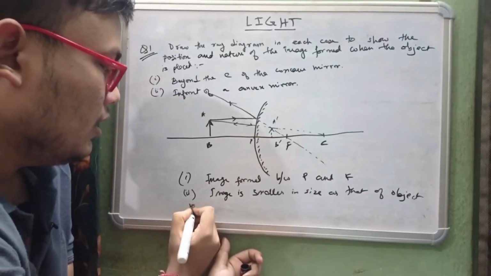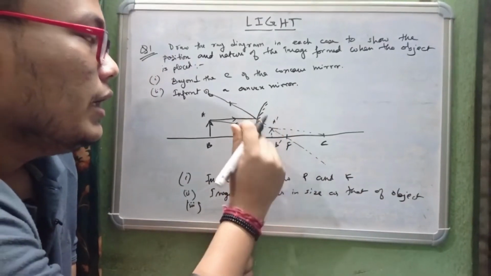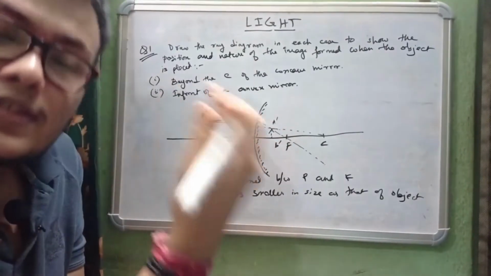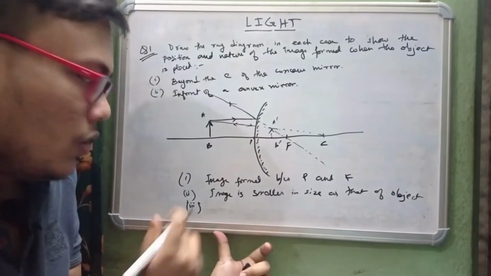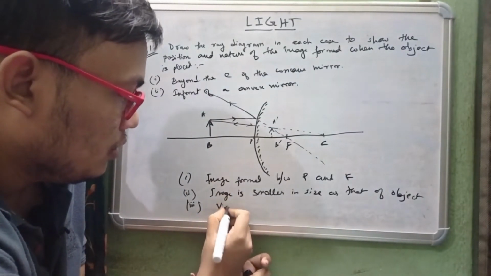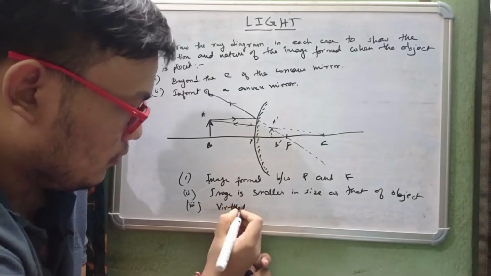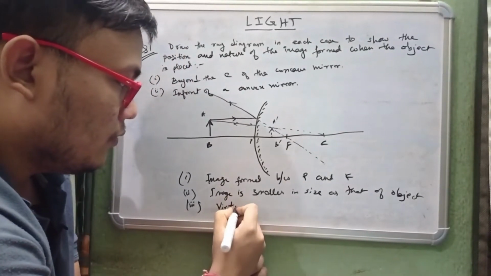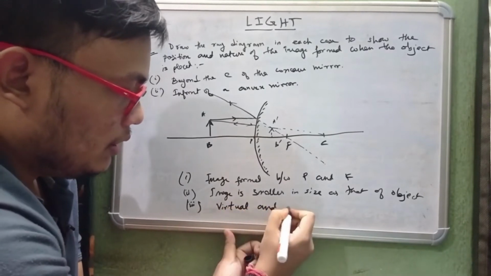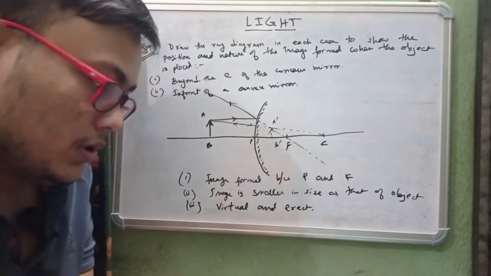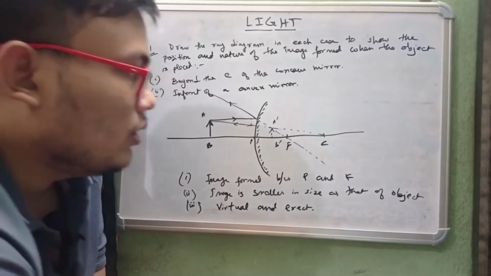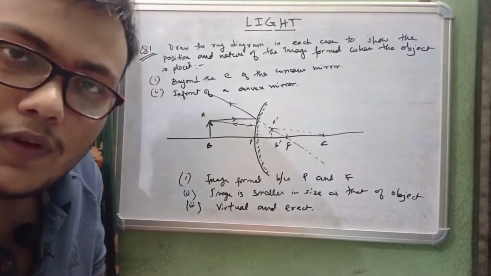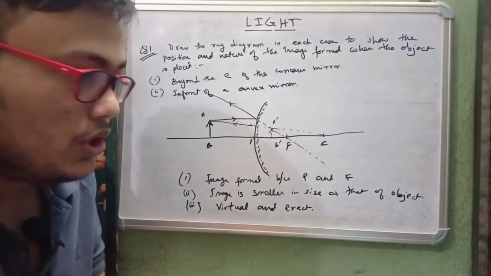Also, what is the nature of the image? We can see it is erect and it's virtual, because it's formed on the other side of the mirror as compared to that of the object, right? So it's virtual and erect. This was the nature of the image when the object was placed in front of the convex mirror. So we'll move on to the next question.